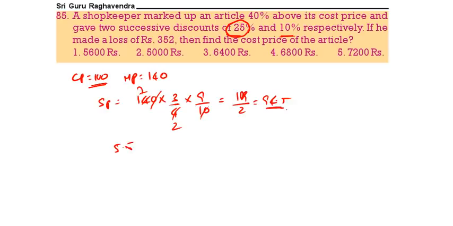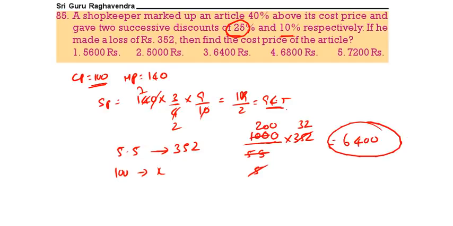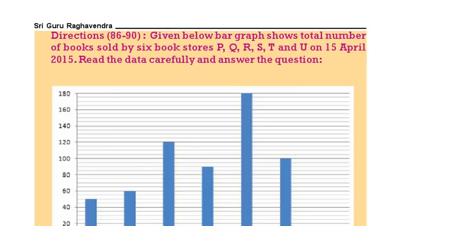Therefore there is a loss of how much? 5.5. This loss 5.5 is equal to 352. Cost price 100 is equal to how much? 100 by 5.5 or 55, or else 1000 by 55 into 352. Do the calculation. 11 5s, 11 3s, 11 2s, 5 1s, 200. It is equal to 6400. 6400 rupees is the correct answer. Next, 86 to 90.